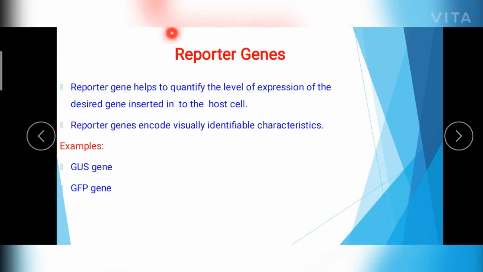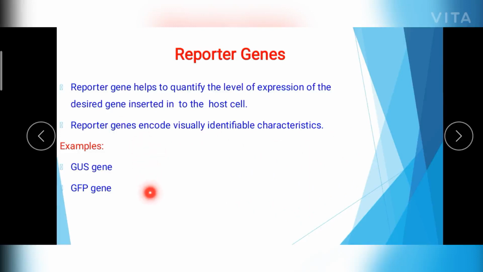Coming to the second type of marker genes, reporter genes. The reporter genes, they help to quantify the level of expression of the desired gene. That is, here you will be able to select the transformed cells, and also the additional property is you will be able to estimate how much that particular gene is expressed, the level of expression. You can quantify the expression of the desired gene. So that is the additional function of this reporter gene. It encodes visually identifiable characters, which can also be seen by means of these reporter genes.